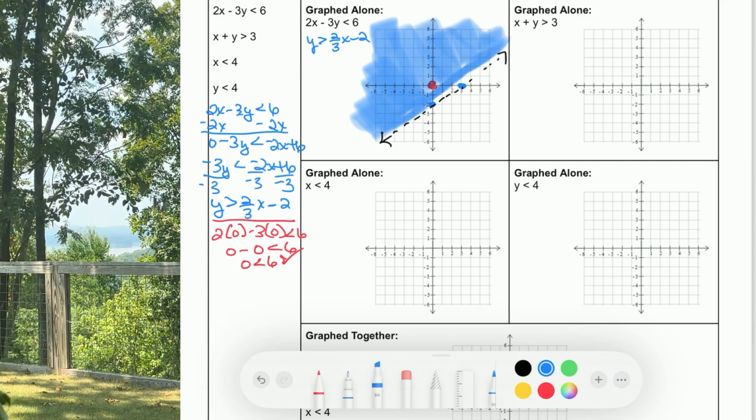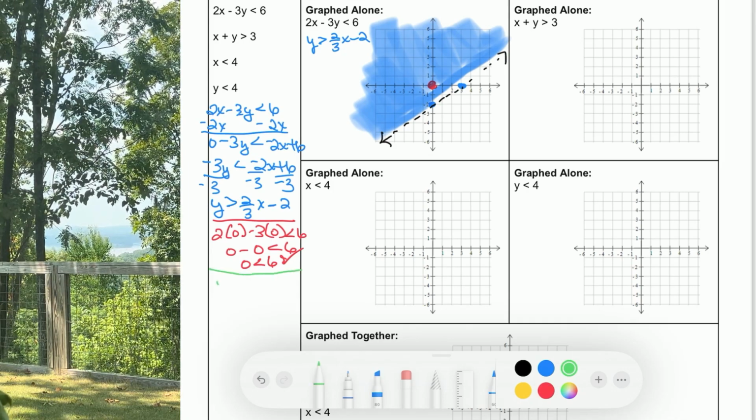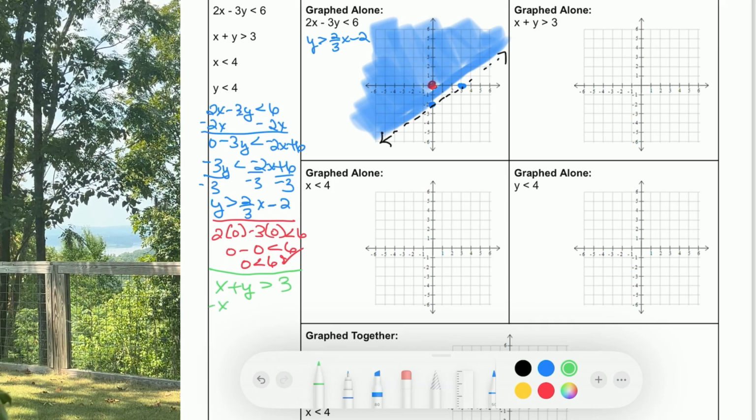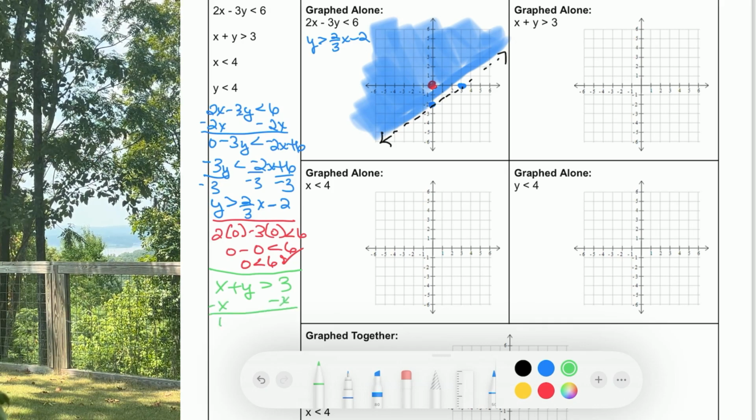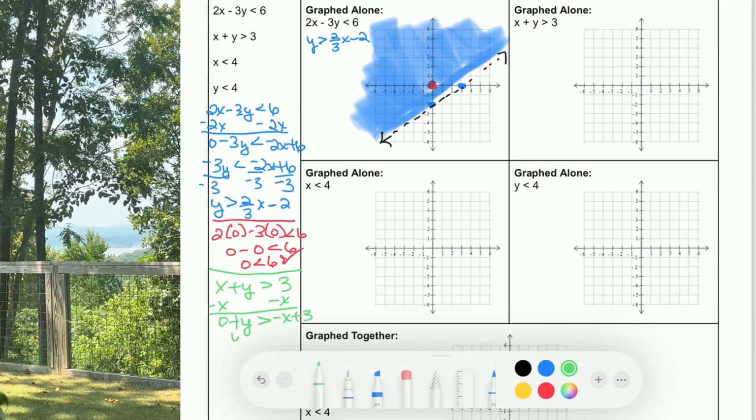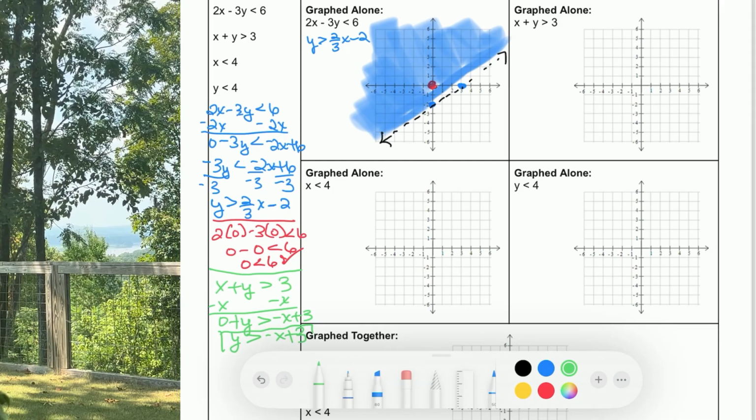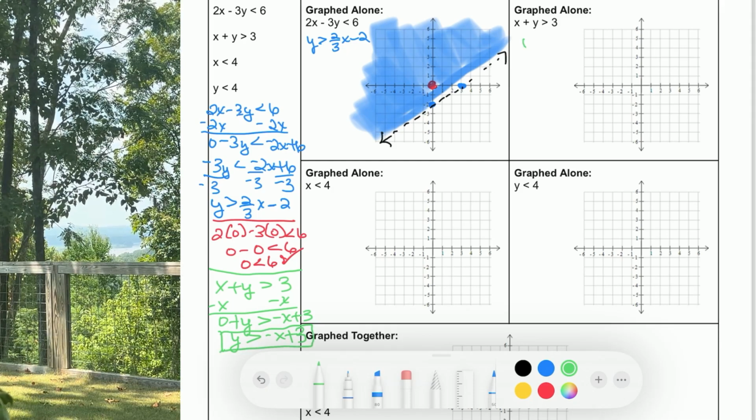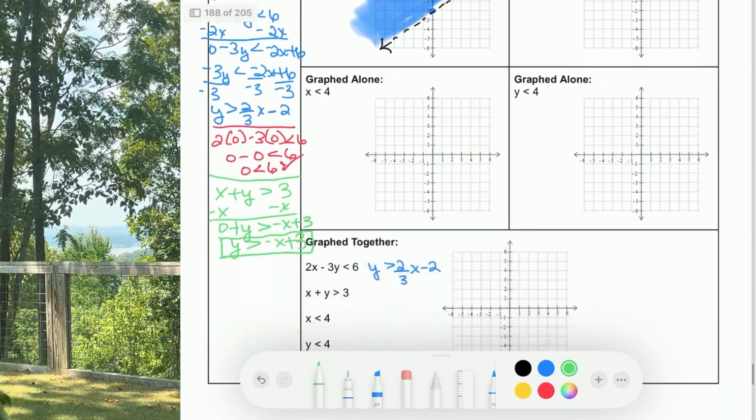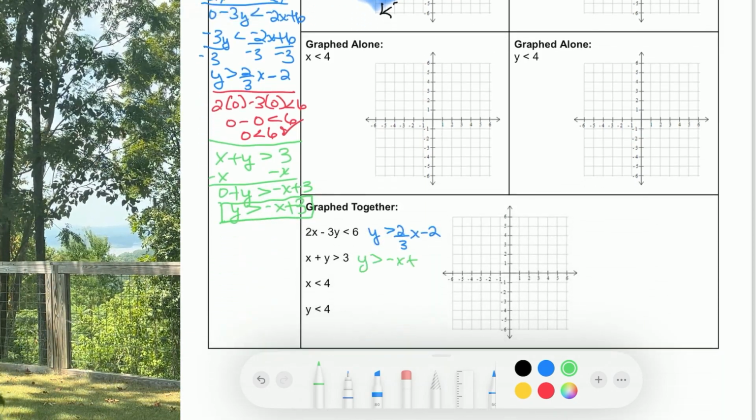Do the second one. We have x plus y is greater than 3. Get my x on the other side. So 0 plus y is greater than negative x plus 3. So that's y is greater than negative x plus 3. That's the equation for this one. So I'm going to go ahead and write that. So y is greater than negative x plus 3. I'm also going to write that down here. Y is greater than negative x plus 3.